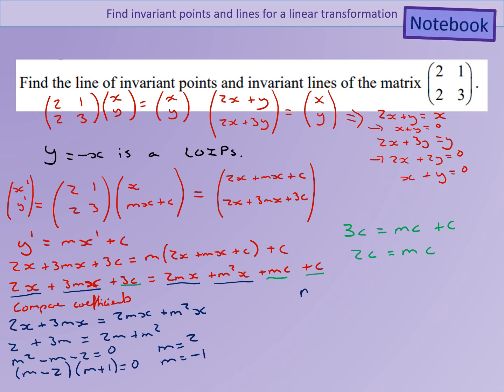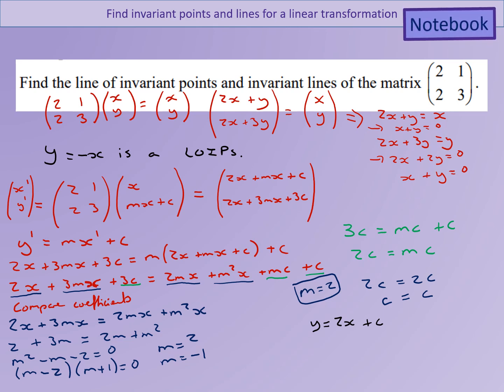I'm going to substitute in each of the m values that I got earlier. So firstly, let's substitute in m equals 2. So substituting in m equals 2 gives me 2c equals 2c. That might seem like a really pointless thing to say, because that just gives me c equals c, but that's actually really helpful, because that means that is true for any value of c. So that tells me that y equals 2x plus c will be an invariant line for any value of c. Any constant that we put in there will be an invariant line.